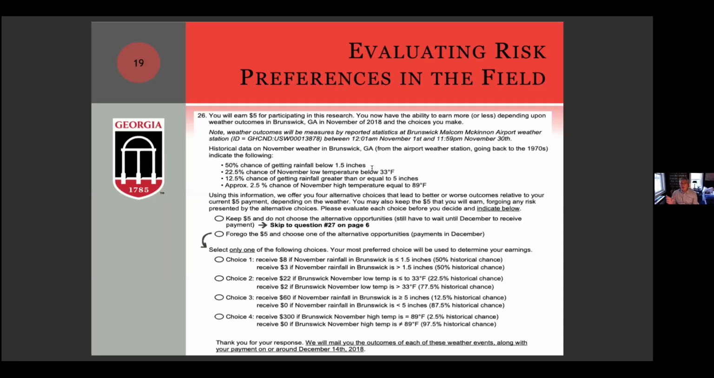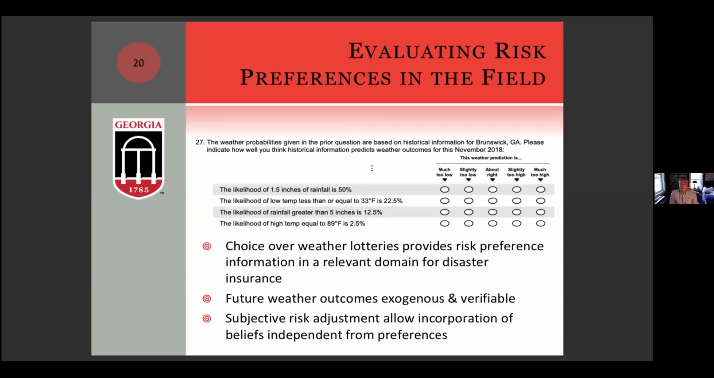So again, what we're trying to do is measure risk preferences. So if people are risk loving in the domain of weather, they might be willing to gamble their $5 on getting more money under these different circumstances. But recall, our research question here has to relate to, are their perceived probabilities equal to the historical probabilities? Or do they think the weather outcomes next month are different from what we show them? So in order to assess that, there's a follow-up question here that says, do you think the likelihood of these outcomes is greater than or less than what historical probabilities would say?